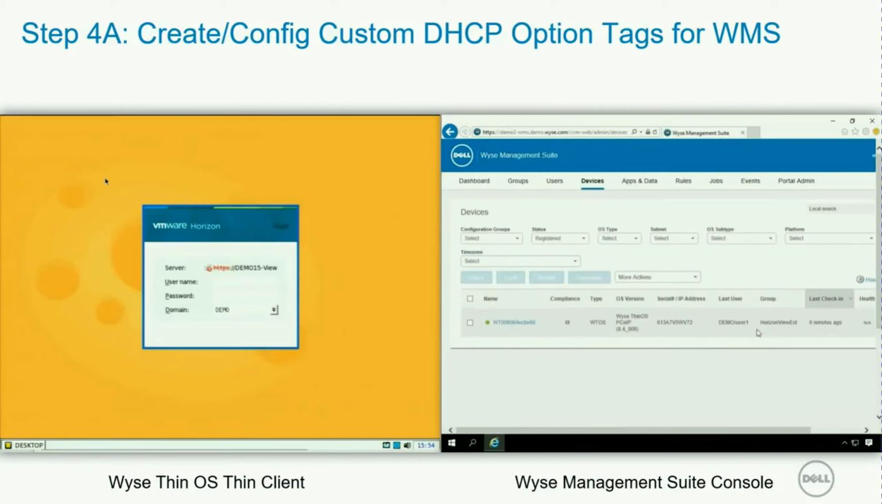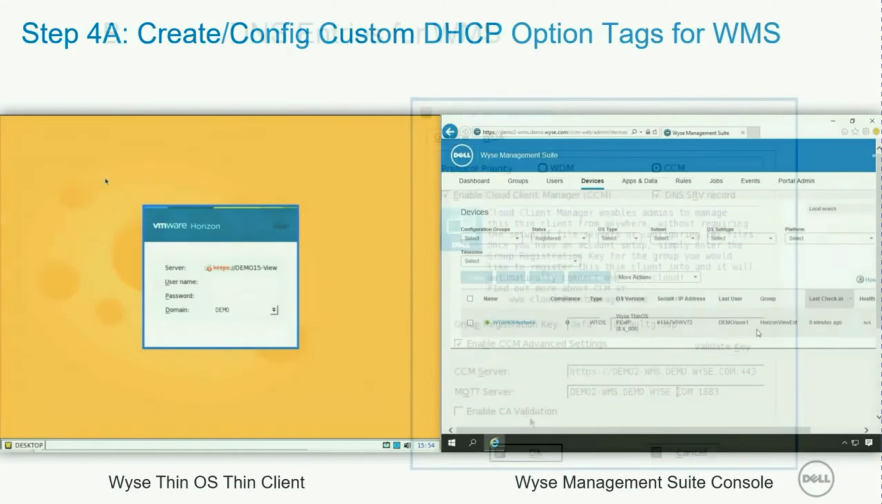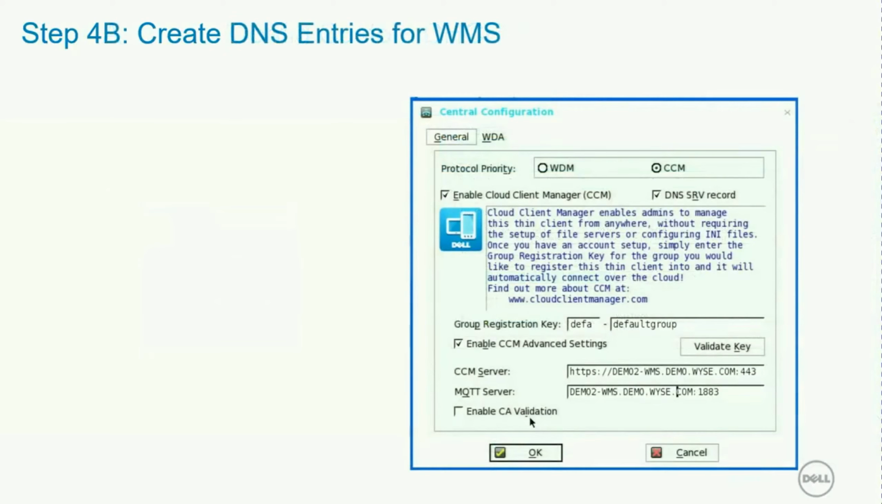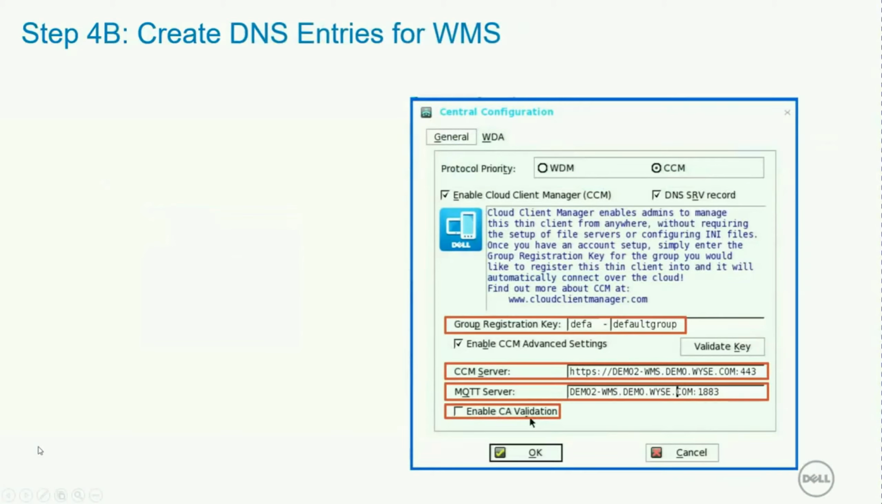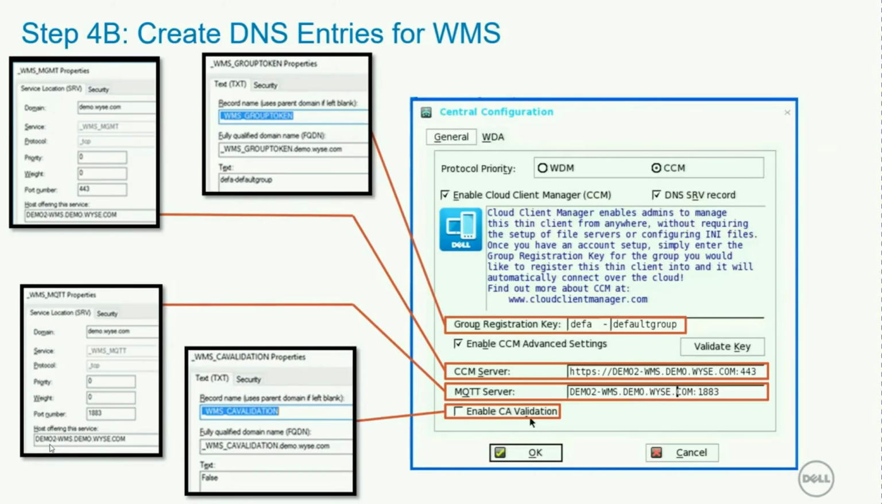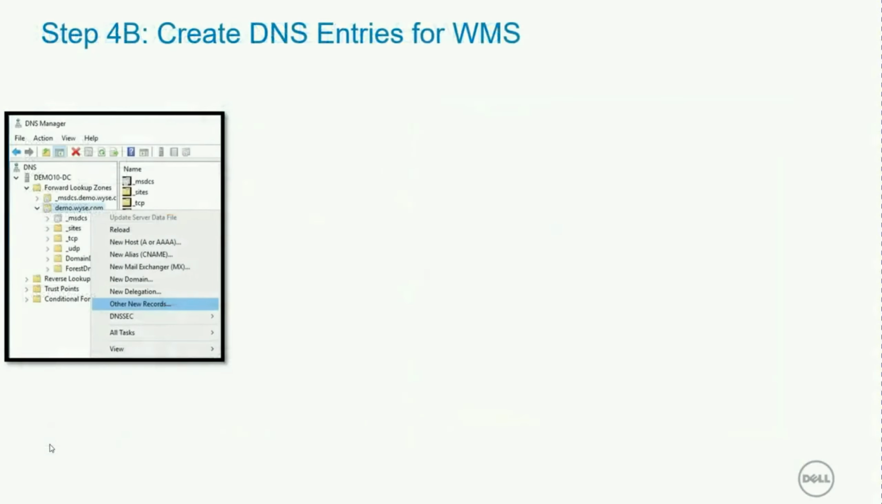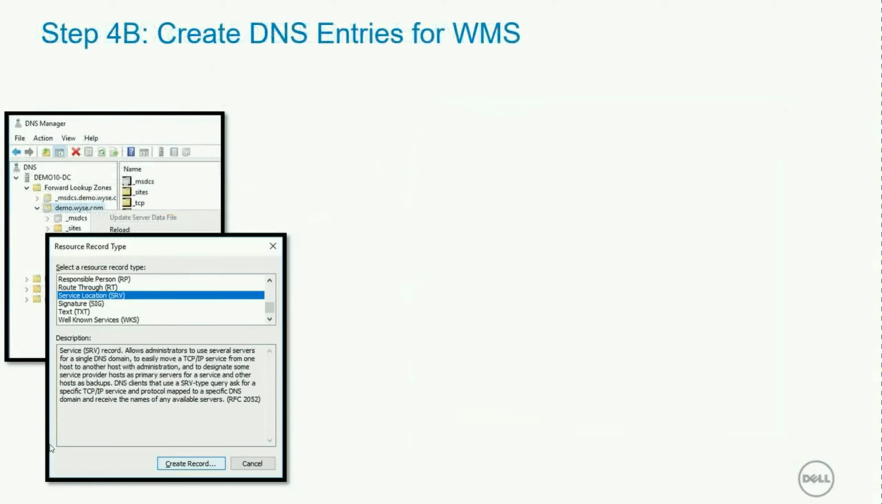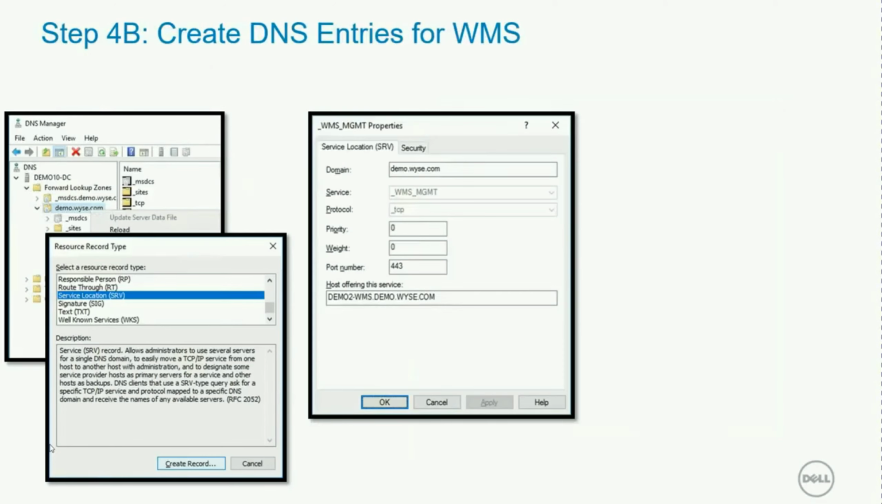So now you see the device automatically configured itself. I didn't have to make any changes locally on the device. Everything it needed to find the management suite server was on the option tags. So we might want to do this with DNS entries. Again, to do this, we're going to need to get the same 4 bits of information to the device. We need to get the default group. So what we'll do is we'll use 2 SRV records. We'll create those for the Wyse Management Suite server and the MQTT server, and then we're going to use DNS text records for the group key and the CA validation status.